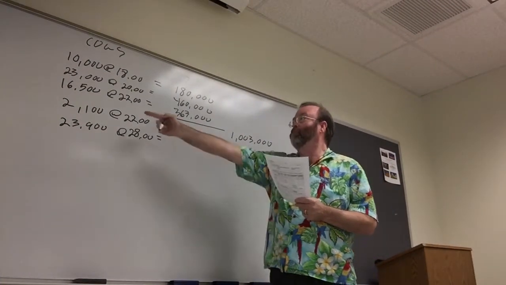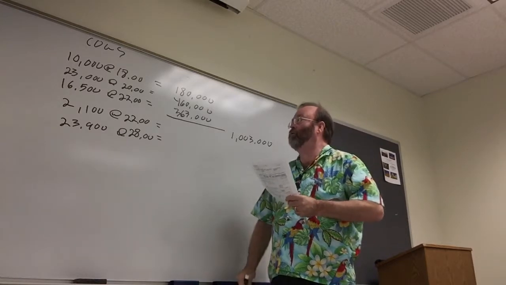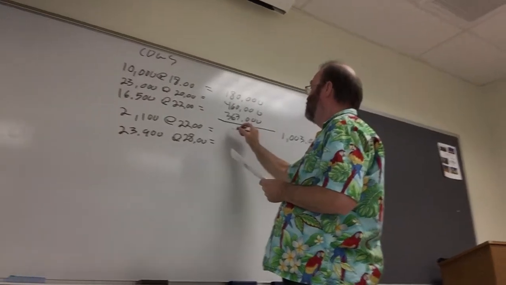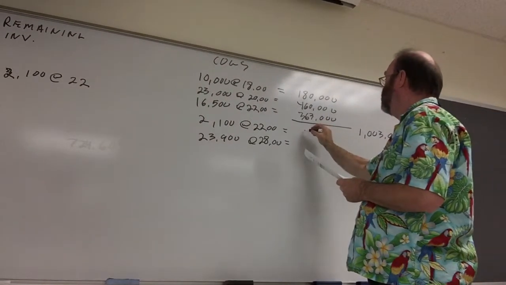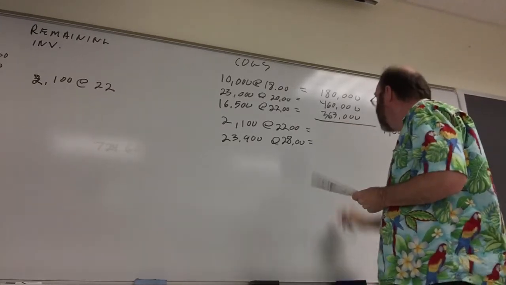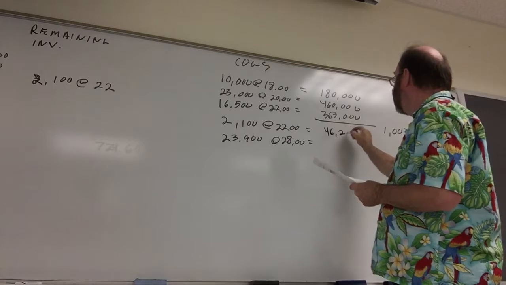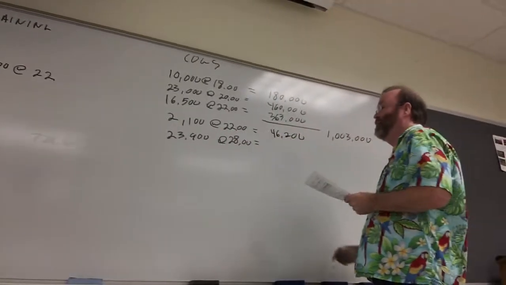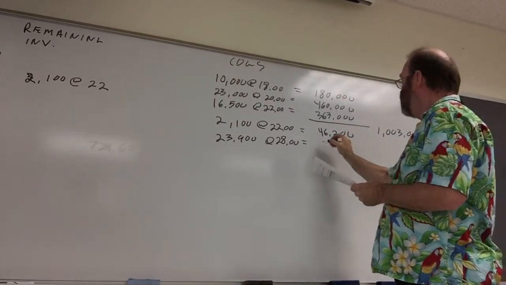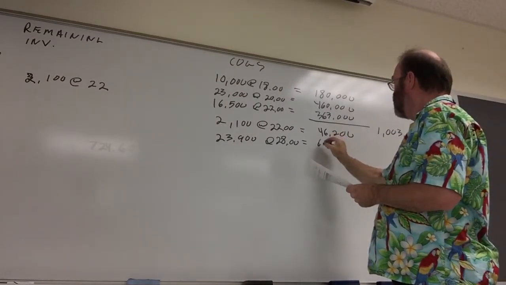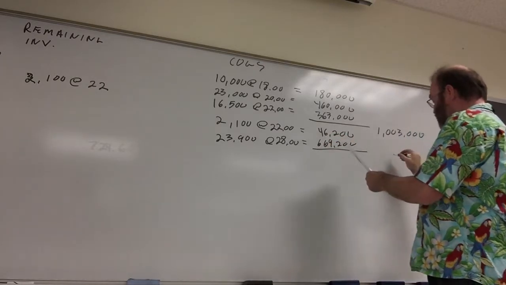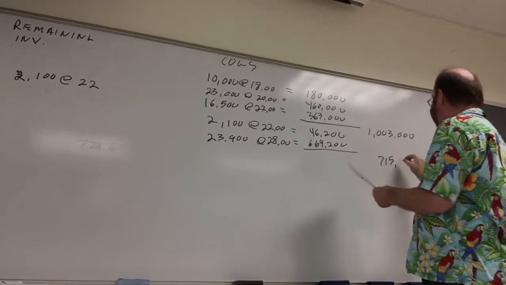Need you to multiply again for me. 2,100 times 22. 46,200. 46,200, and then 23,900 at 28. 669,200. Okay. That's 715,400.